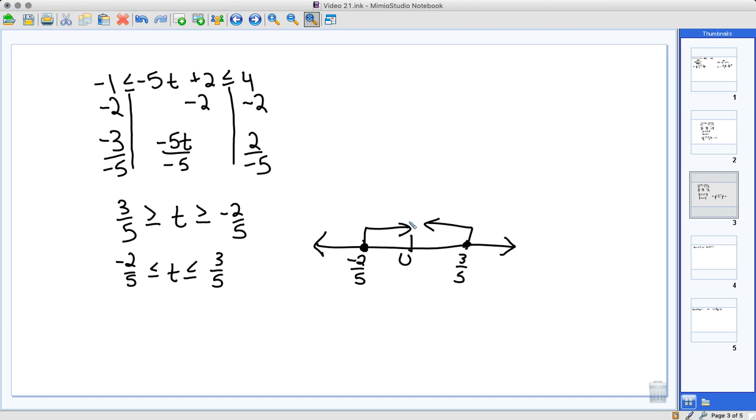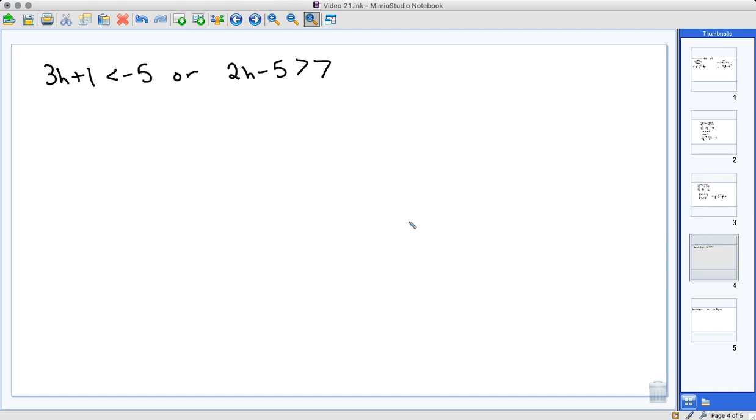The next two slides we're going to talk about "or" compound inequalities. Here's how we're going to do this one. Basically you're going to draw a squiggly line down there and solve each equation separately. Solve this first equation like you would solve a multi-step equation from the other day. Solve the second equation the same way, and then you're going to get two answers at the end.